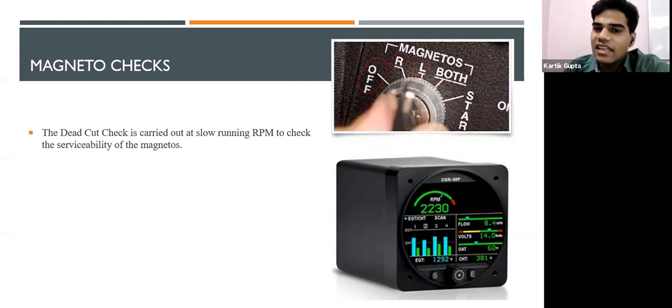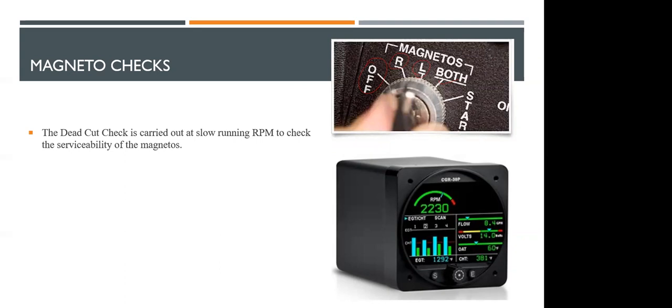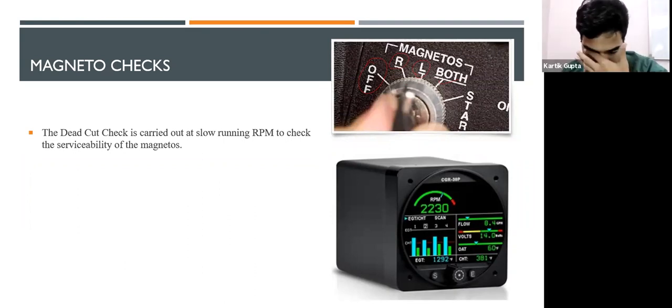Why is right and left written on the magnetos? Both. Right.